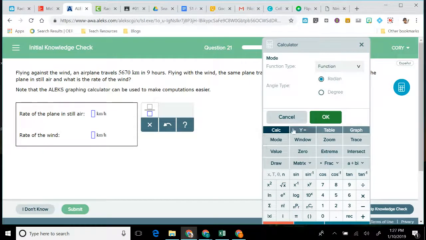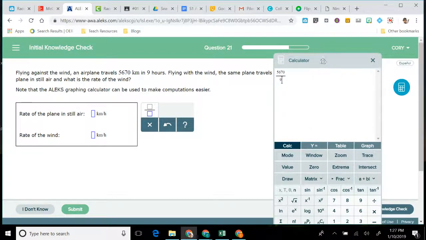What is this? Okay. So 5,670 divided by 9. You see Alex trying to trick me because it's got a rate of 1. Why can't I close this?